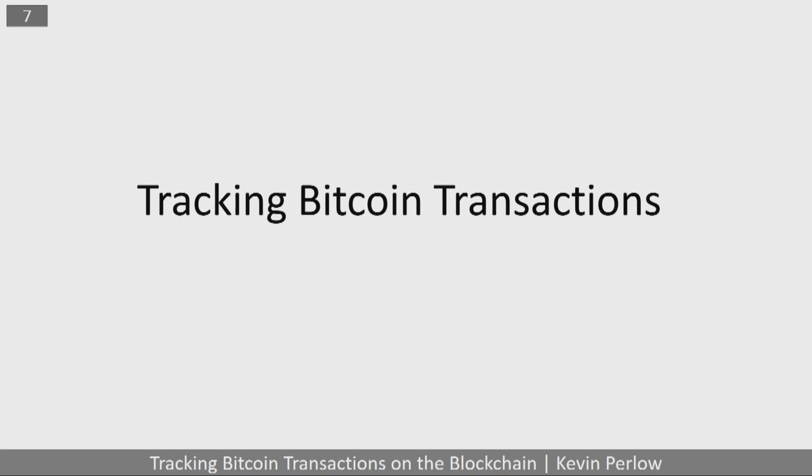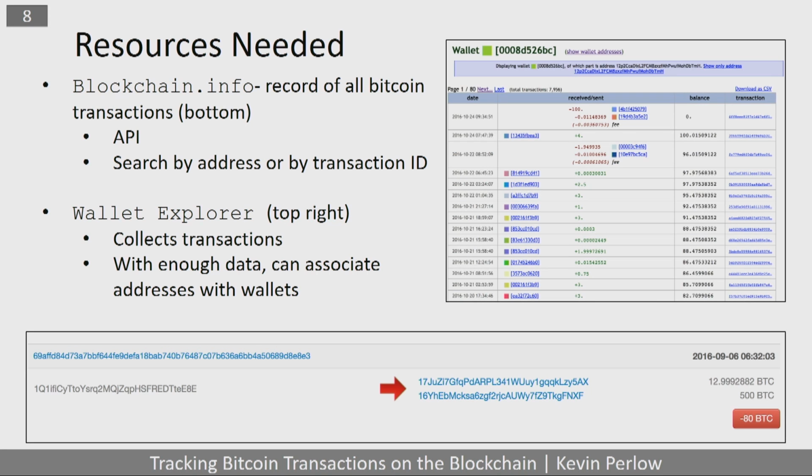So that's what we're going to jump into here: how do we track these transactions? There are really only two resources that we're going to need. The first is blockchain.info. It has an API. It's very useful. It tracks all Bitcoin transactions, and it records the timestamps for them. It records the addresses that are sending money and the addresses receiving money. And what we can do with that is, anytime you have an address from a ransom payment, you can just throw it in there and see what you find.